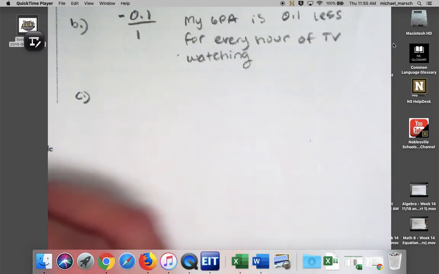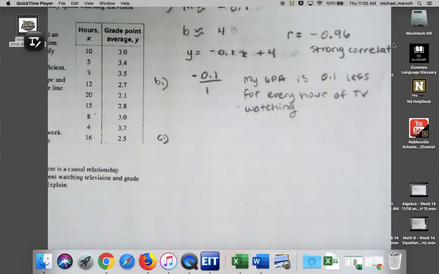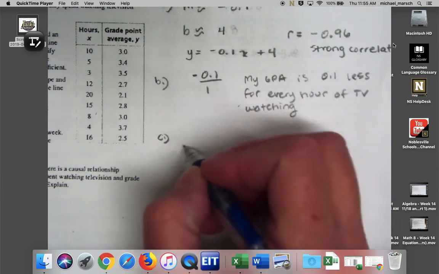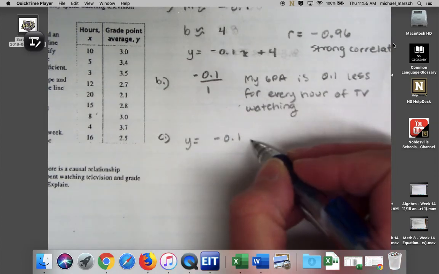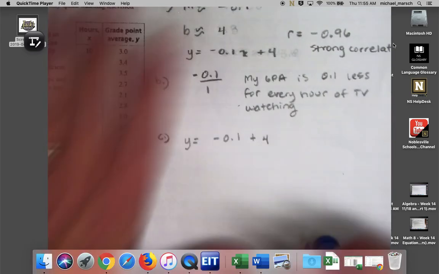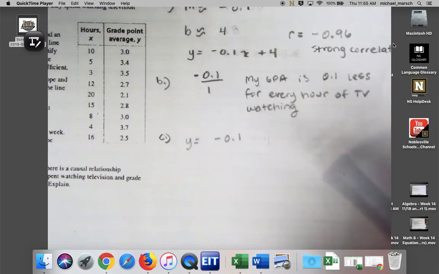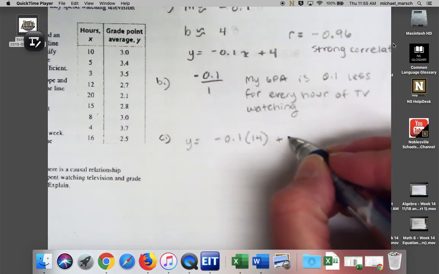Okay, so we know the hours of television for part C, so we have to approximate their GPA. So we're going to say y equals negative 0.1 times 14, plus 4, because they watch 14 hours of television. That's not great.